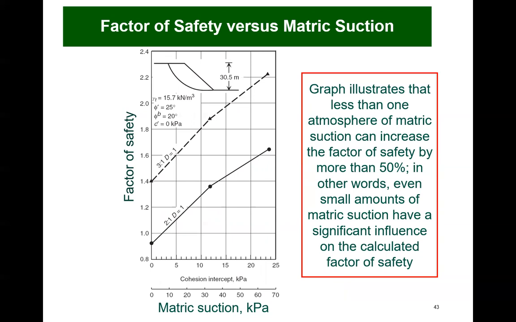The graph shown is for a soil with a phi b value of 20 degrees. The analysis is done for a 2-to-1 slope and a 3-to-1 slope. The plot shows that less than 1 atmosphere of matrix suction can increase the factor of safety by more than 50%. In other words, even a small amount of matrix suction has a significant influence on the calculated factor of safety.